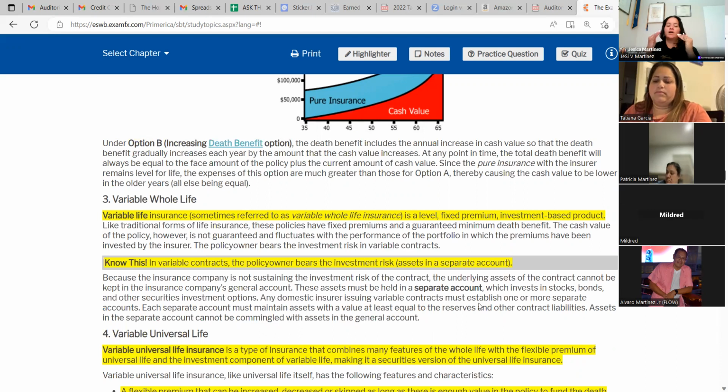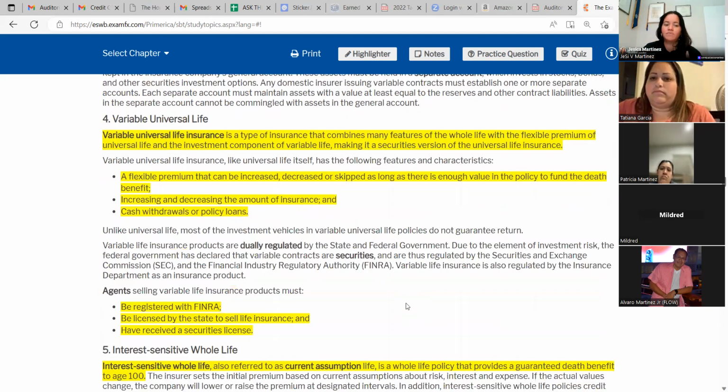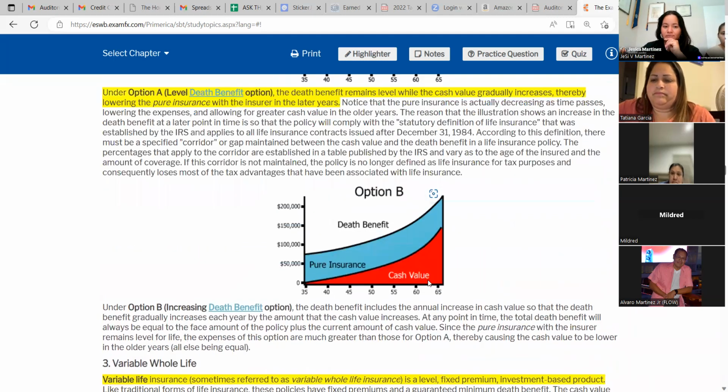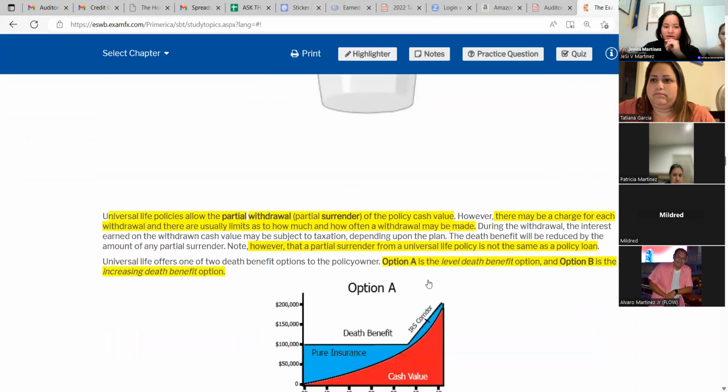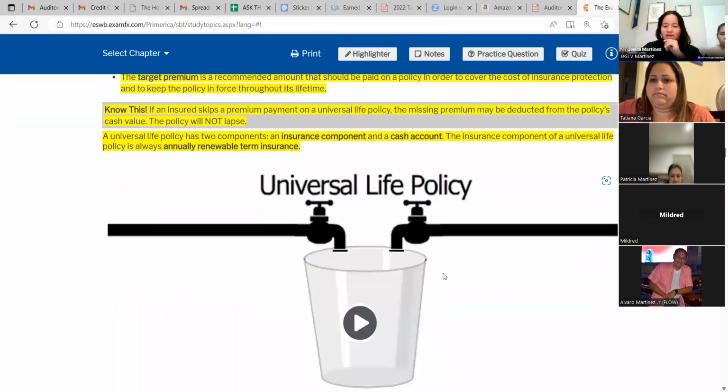Right? Now we're going on to the next one, which is variable universal life. Variable universal life insurance is a type of insurance that combines many features. That's why it has a combination in the name, because it combines the whole life with the flexible premium of universal life and the investment component of a variable life, making it a securities version of the universal life insurance.